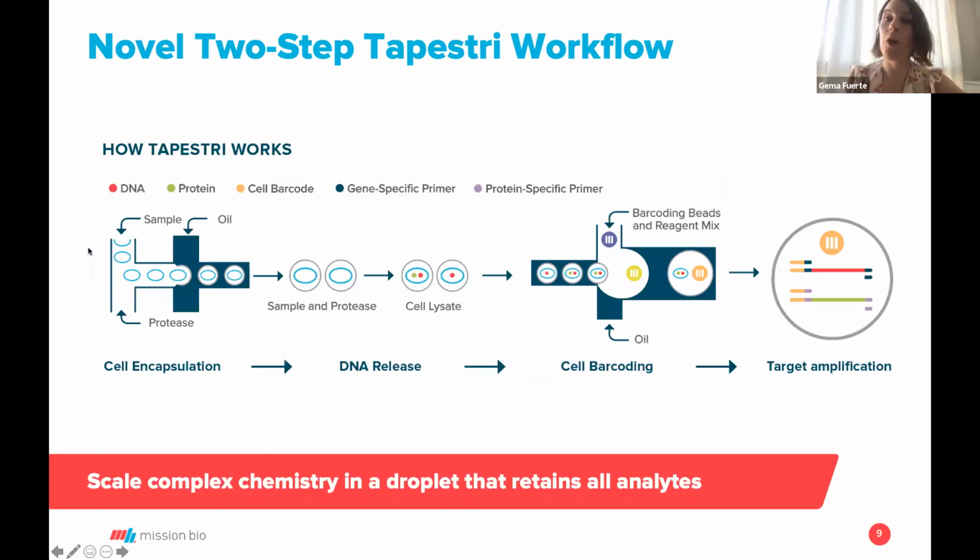So in terms of what happens within the cartridge and the instrument, you get your cells in suspension or your single nuclei. And as I said, you work with disposable microfluidics cartridges. This is a representation of a cartridge. The first step is the encapsulation. So you get single cells encapsulated with a protease solution in oil droplets, 40 micron oil droplets.